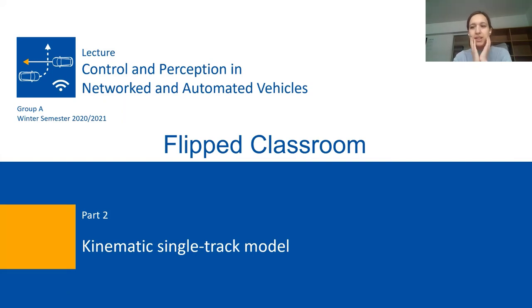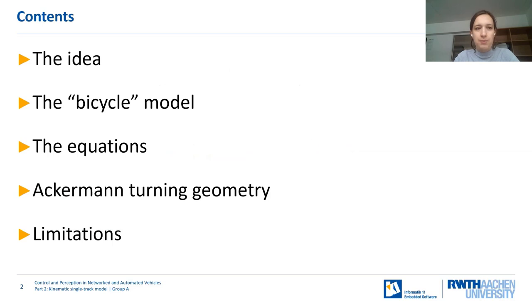I will just start maybe. We made a presentation and also we discussed the kinematic single track model. First I will tell you which contents this presentation will include. We will talk about the idea and the bicycle model itself. Then we will say something about the equations that result from the bicycle model. And then we will continue with the Ackermann turning geometry and conclude the presentation with the limitations. So I will start with the idea now.